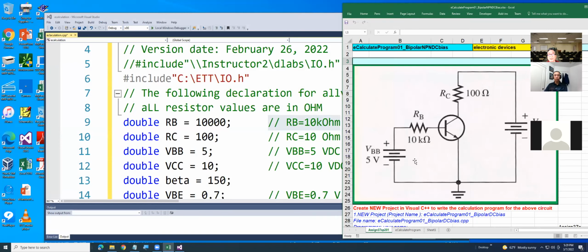And VBB, you get 5, but not 5 volt. They don't understand 5 volt. They understand 5, and that's why I put command VBB equal 5, VCC equal 10. And the beta they give to you is 150. And you understand the voltage from the base to the emitter, that the diode is 0.7. So no matter how many variables, you must get a declaration.